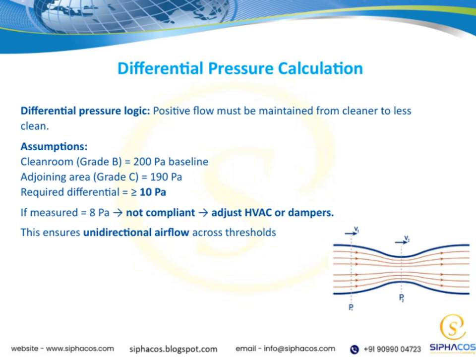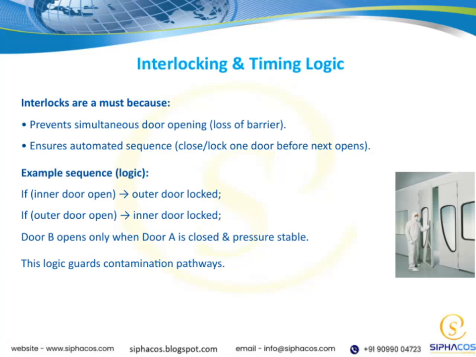If we measure the pressure difference and find it to be only 8 pascals, that's not compliant. In that case, we would need to adjust the HVAC system or dampers to increase the pressure difference. This process is crucial because it guarantees unidirectional airflow across thresholds, maintaining the integrity of the cleanroom environment and minimizing contamination risks. Let's talk about interlocking and timing logic.